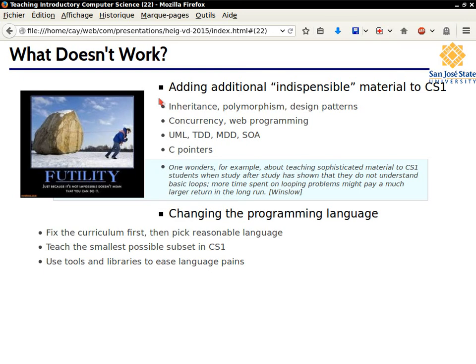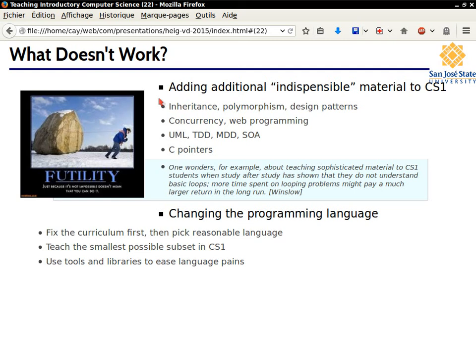There are a few things that we know don't work. They actually have been well researched. There are always people who want to add more stuff to CS1. There are people who want to add UML and test-driven design and model-driven design and service-oriented architecture. I'm not making this up. There's a paper on adding service-oriented architecture to CS1, and it really doesn't work. The paper concluded that it didn't work very well. And again, I could have told you that before, but they wanted to give it a try.